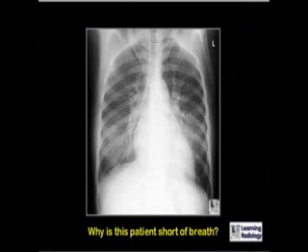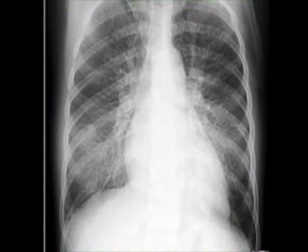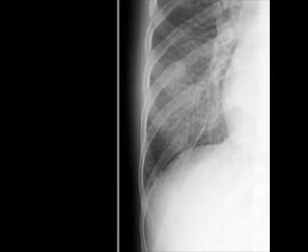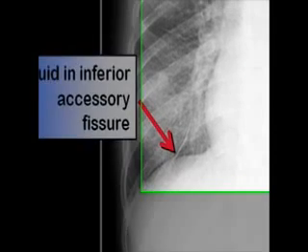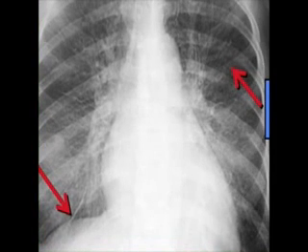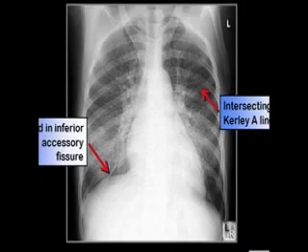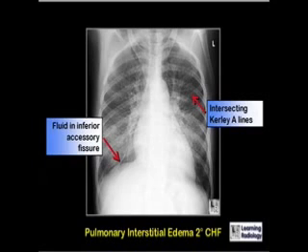Why is this patient short of breath? Well, there is fluid in the fissure, in this case the inferior accessory fissure, and there is diffuse prominence of the pulmonary interstitial markings caused by intersecting curly lines. This patient is in pulmonary interstitial edema secondary to congestive heart failure.